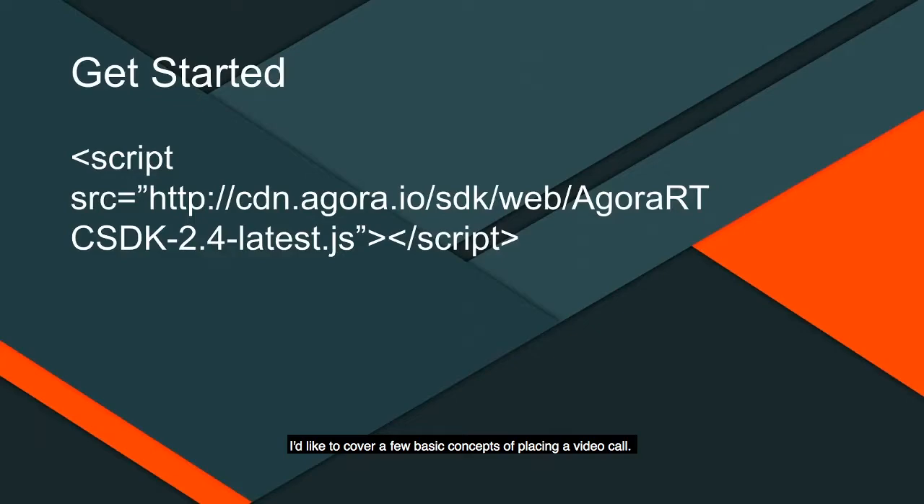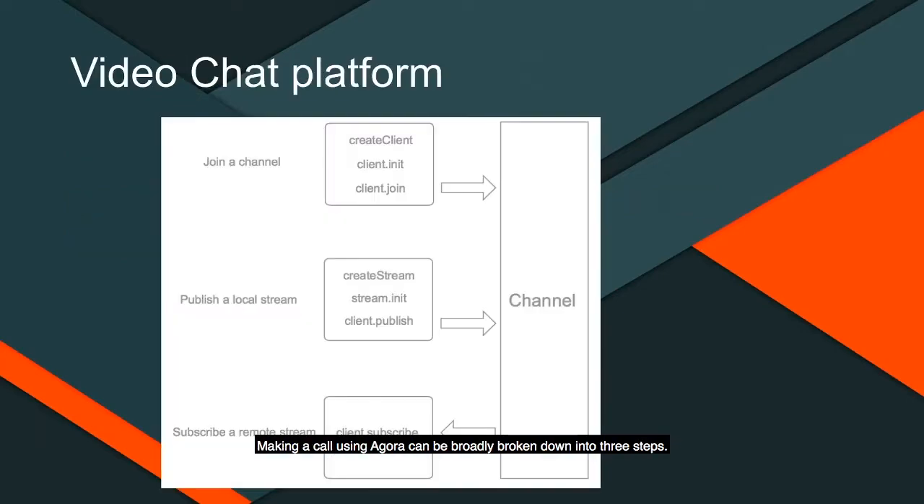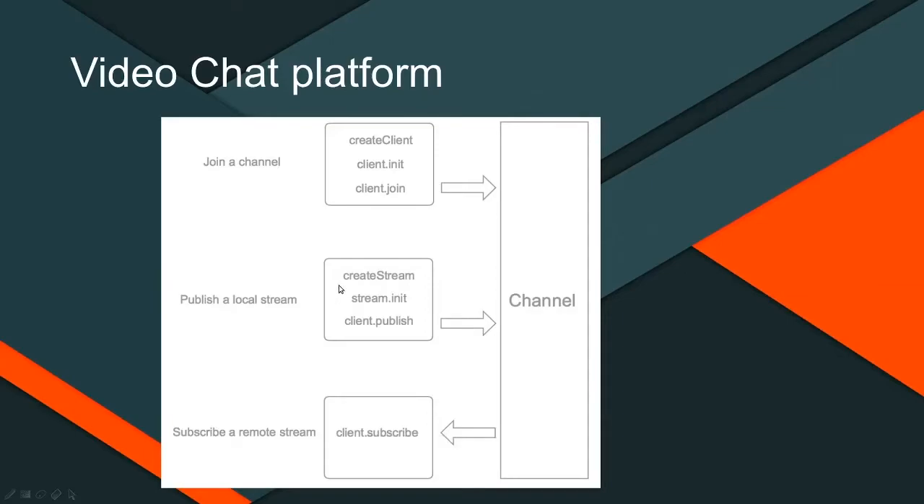I'd like to cover a few basic concepts on placing a video call. Making a call using Agora can be broadly broken down into 3 steps. 1. Join a channel. 2. Publish your local stream to the channel. 3. Subscribe to remote streams.